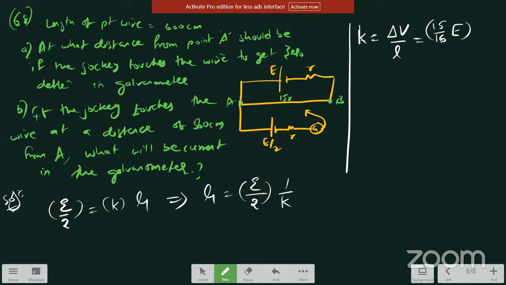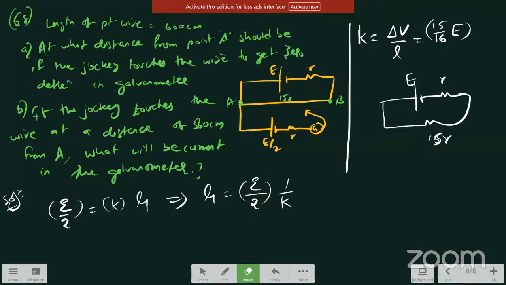How many of you understood this? 15 by 16 into E. What have I done? Simply nothing. Very simple. This is a resistance R, and this is a resistance 15R. Yesterday I explained this, right? This is E. This is 15R. So I want the potential difference across this.